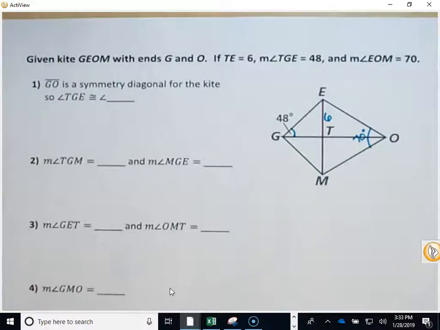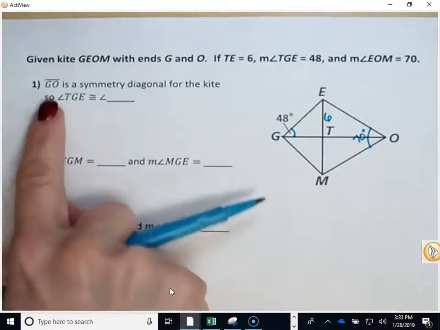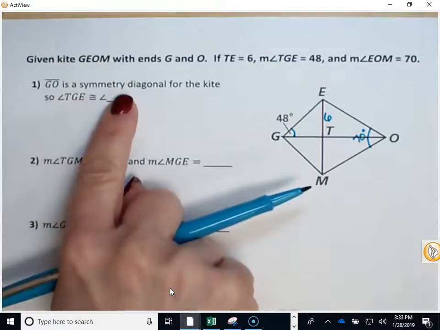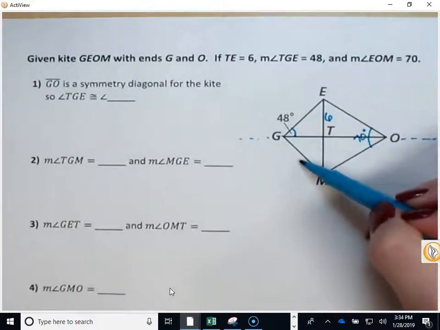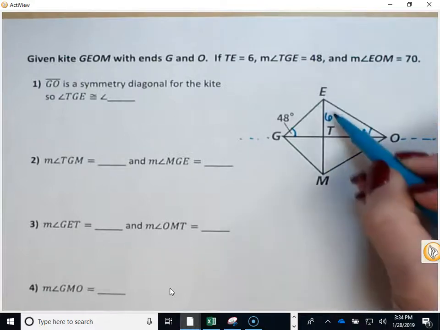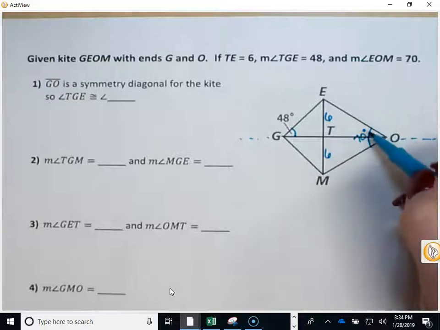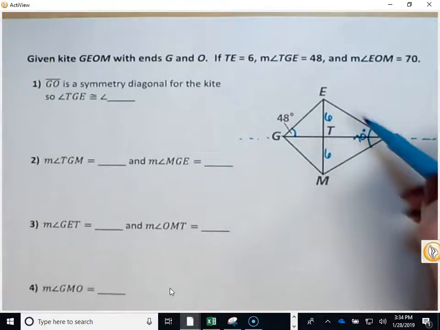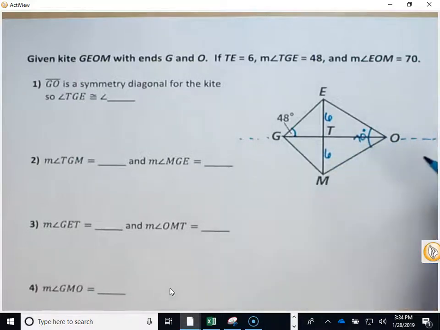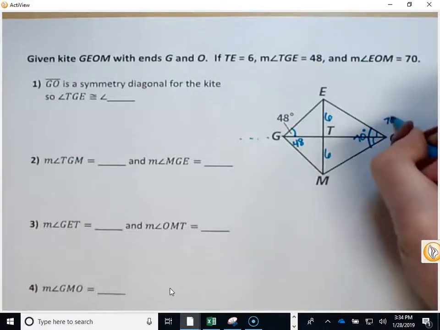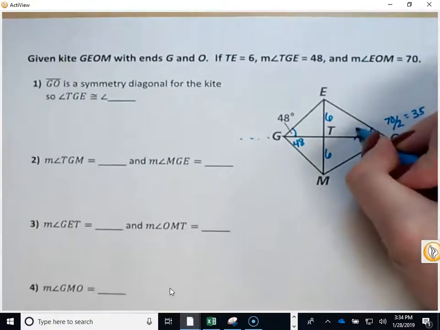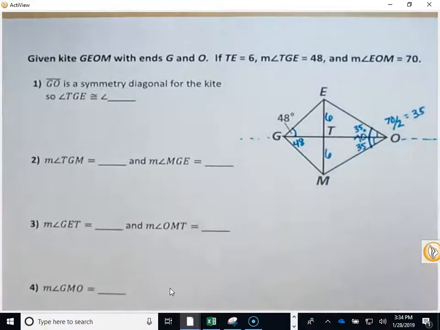Okay. Now, on part 1, they're telling me segment GO is a symmetry diagonal for the kite. So this is my line of symmetry. That means these two parts are equal, so if this is 6, then TM is also 6, and these two sides are equal. But that also means these two little angles here are equal, and these two little angles are equal. So I know this is 48, because that one's 48. I know this whole big angle is 70, but these two little angles are equal to each other, right? So if I take 70 divided by 2 and get 35, then this little angle is 35 and this little angle is 35. Okay?